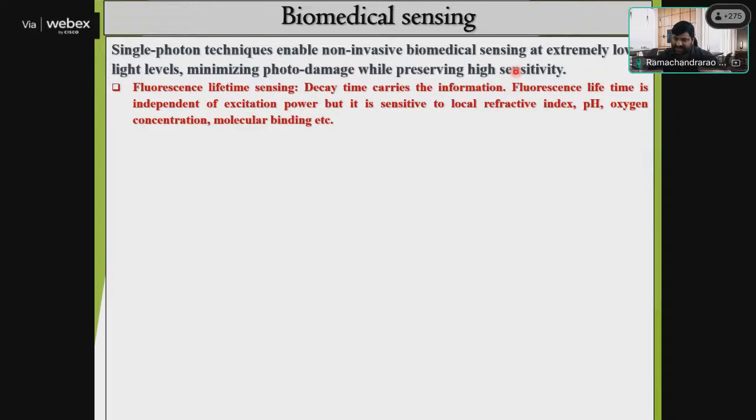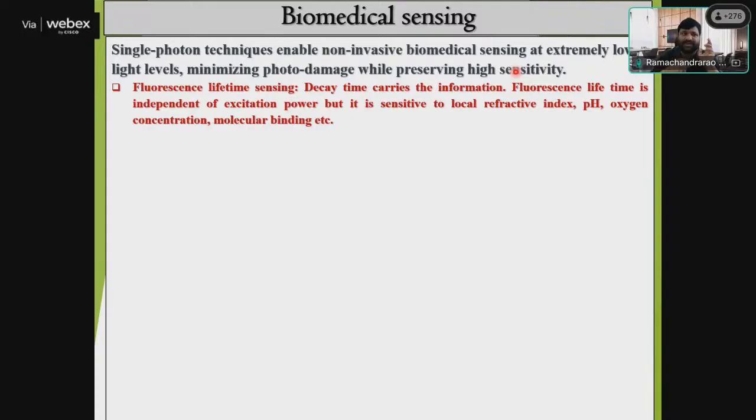Whereas with classical light, you put a bunch of photons on one cell, you may get high sensitivity, but at the end you are killing that cell. This is very important. When it comes to the low light level, which is a single photon, you gently touch, not press, gently touch, but you are getting very high sensitivity.